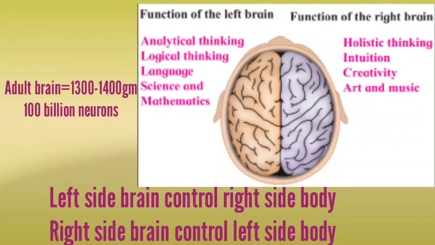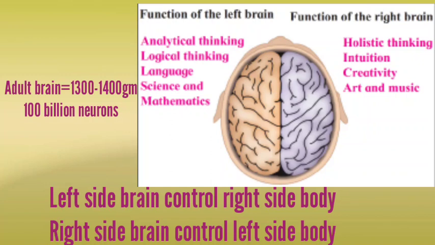One more speciality of our brain is that the left side brain controls the right side of the body, and the right side brain controls the left side of the body. It is vice versa, meaning the brain is on one side and controls the other side of the body. This is common in all human beings. Now we will see one by one the functions of the left side brain and the right side brain, what they are doing. First we will see the left side brain.